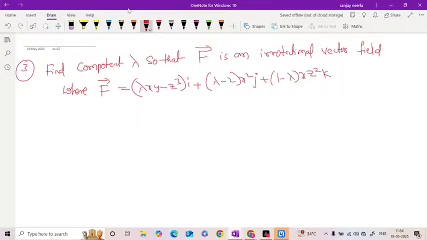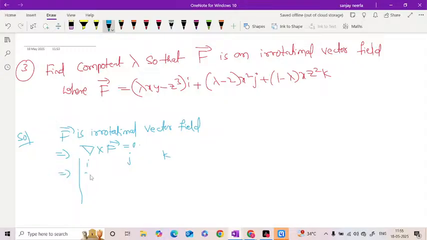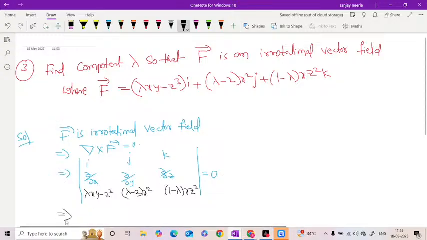Compared to the previous two problems, here they have clearly given that it is an irrotational vector. We have to find the unknown. First of all, you have to assume the given vector is an irrotational vector field. That means curl, del cross f, must be 0. That means the determinant of I, j, k, first row, second row is dou by dou x, dou by dou y and dou by dou z, and the third row is lambda xy minus z cube, lambda minus 2 into x square, and 1 minus lambda into x z square, is equal to 0, because it is clearly given that this is an irrotational vector.